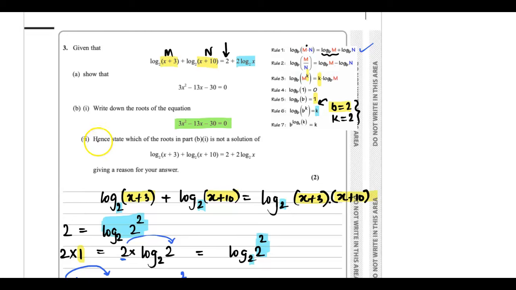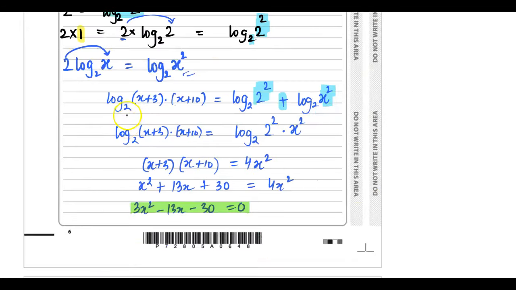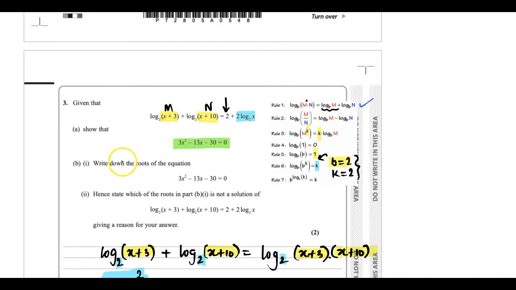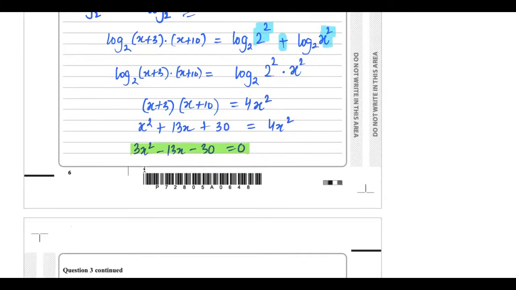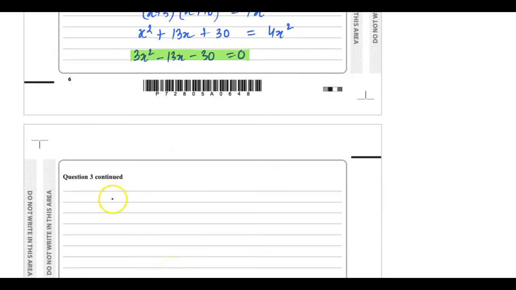The top thing was to prove. Here it was to prove, part b(i), we have to show that, and we have shown it. Now write down the roots of the equation. So let's write down the roots of the equation, solving quadratics, a GCSE thing. So let's solve it whichever way you want. So we have to solve this quadratic.